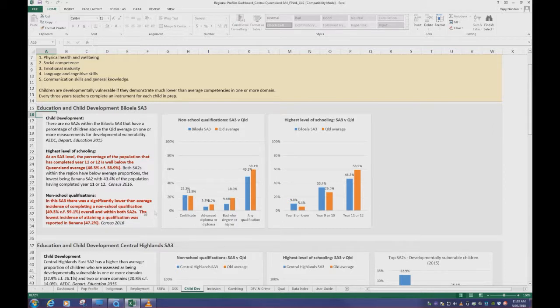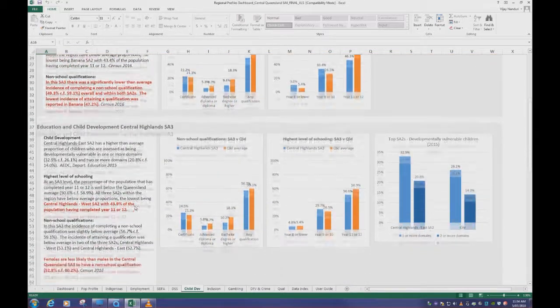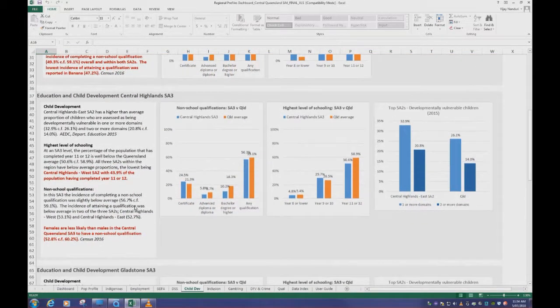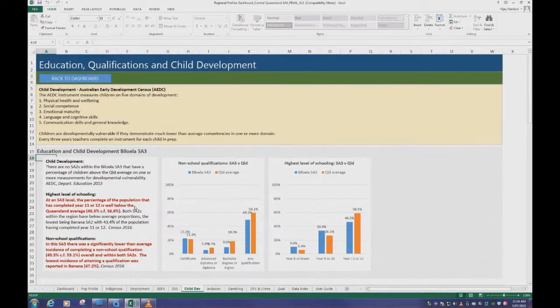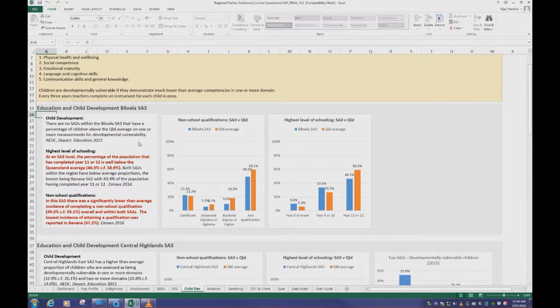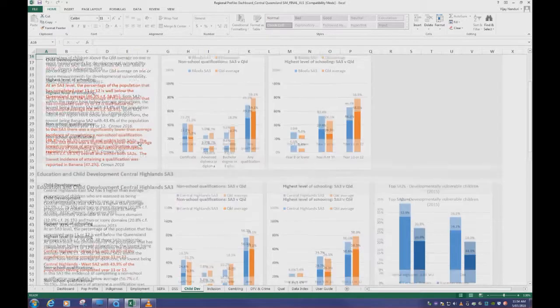Developmental vulnerability is a measure by the Australian Early Development Census, or the AEDC, and this is conducted every 3 years. The AEDC measures each child in prep on 5 different domains. These are physical health and well-being, social competence, emotional maturity, language and cognitive skills, and communication skills and general knowledge. The profiles show the proportion of children who are considered vulnerable in one or more of these domains as compared to the Queensland average.